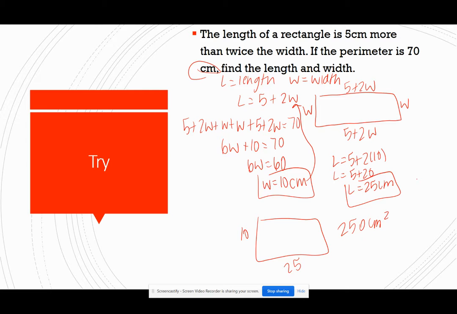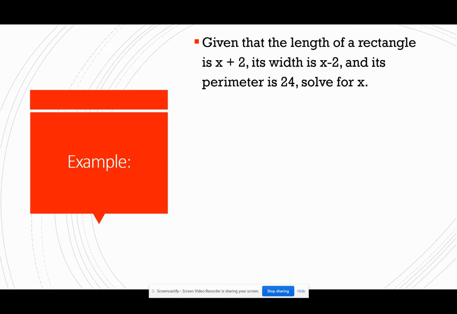So these are the 2 types of problems you're going to see. If we look back here, this one's a little bit different, so I will go through it just in case. But I'm already giving you the equations. So x plus 2 is the length. x minus 2 is the width. So instead of you creating them, I'm creating them for you. And the perimeter is 24, so we add them up.